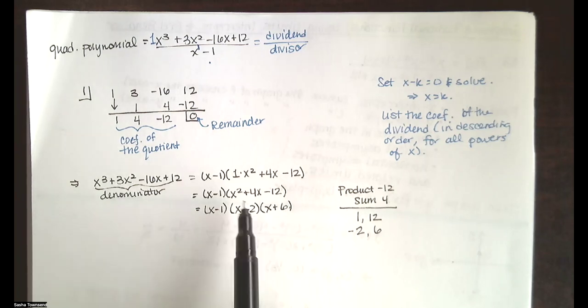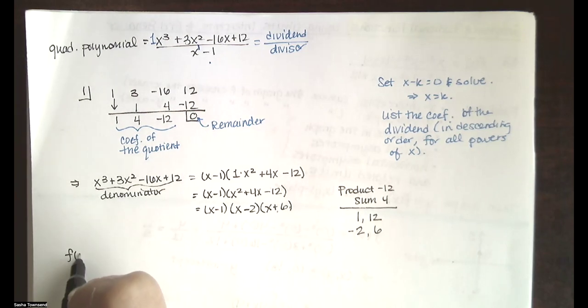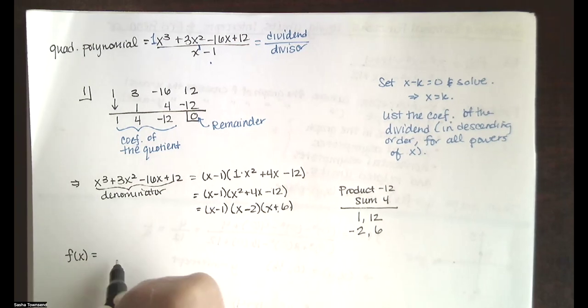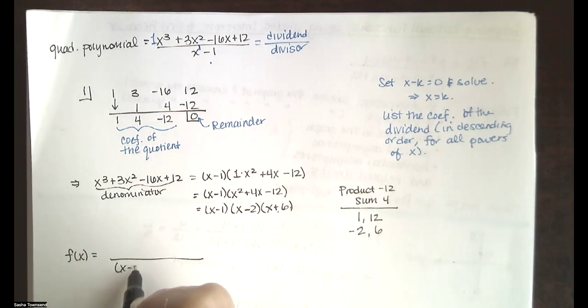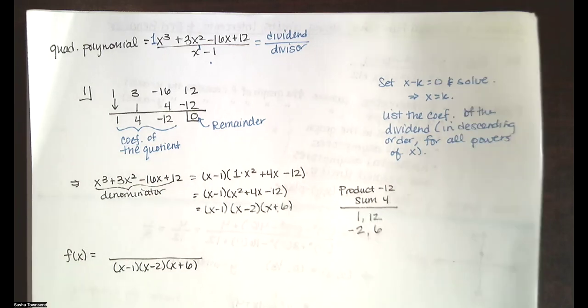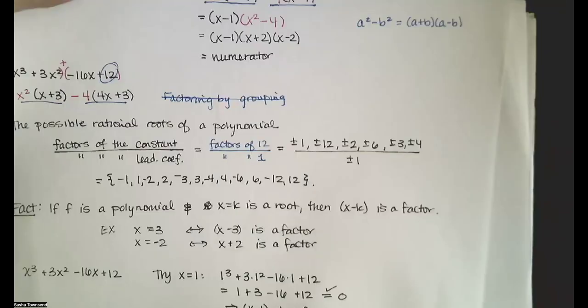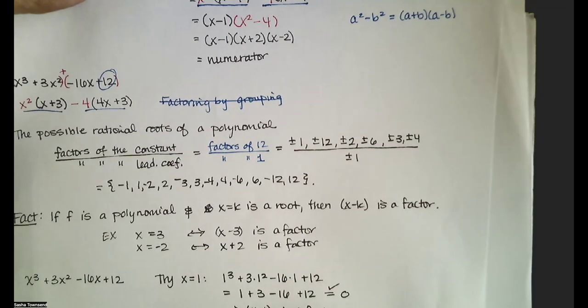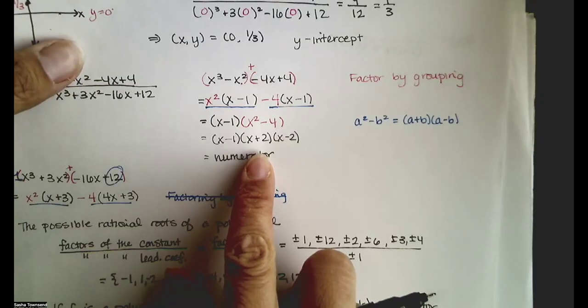So our original denominator is equal to this, and that means f of x, the function that we're interested in, is this denominator. And where did our numerator go? That was our numerator.